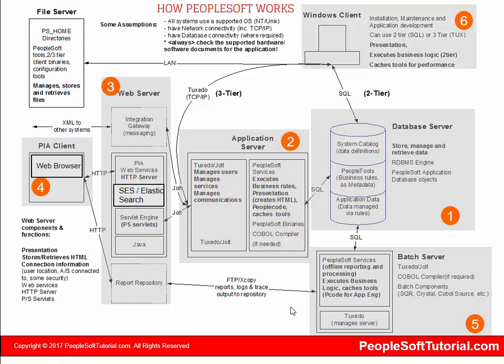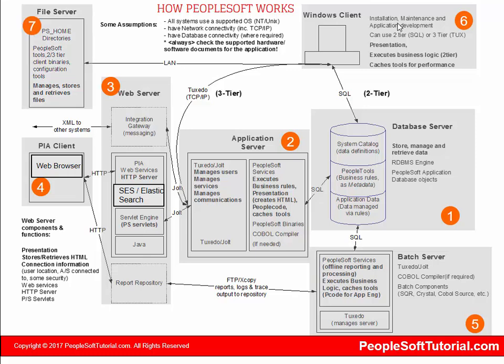Next is Windows client. As you know, Windows client in case of PeopleSoft is used to install and maintain the PeopleSoft application. Examples are Application Designer and Data Mover. You can use a Windows client either in 2-tier mode or 3-tier mode.